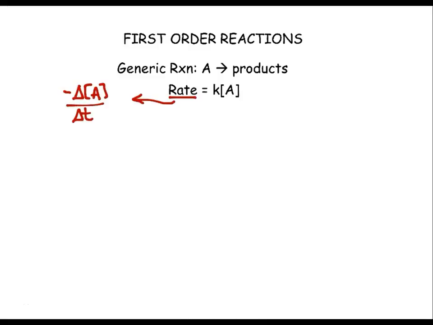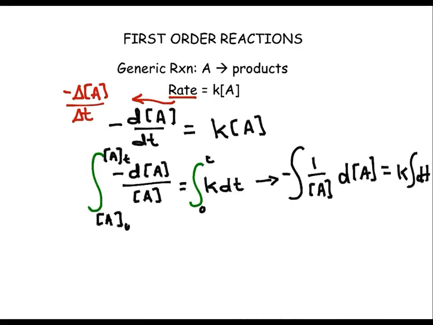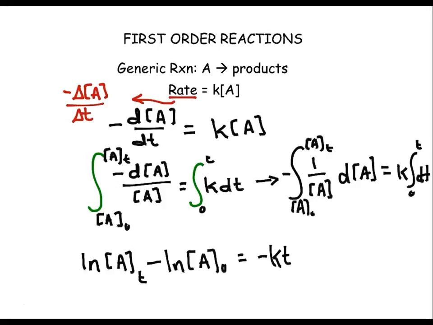Now again, we're going to rewrite rate as negative delta A over delta t, and then we're going to rewrite that as negative dA over dt equals k times A. And we're going to rearrange a little bit. Move dt to the other side, and then we're going to take the integral of both sides, just like we did before. The integral of 1 over A turns out to be the natural log of A. That's just something you would have learned in calculus class.